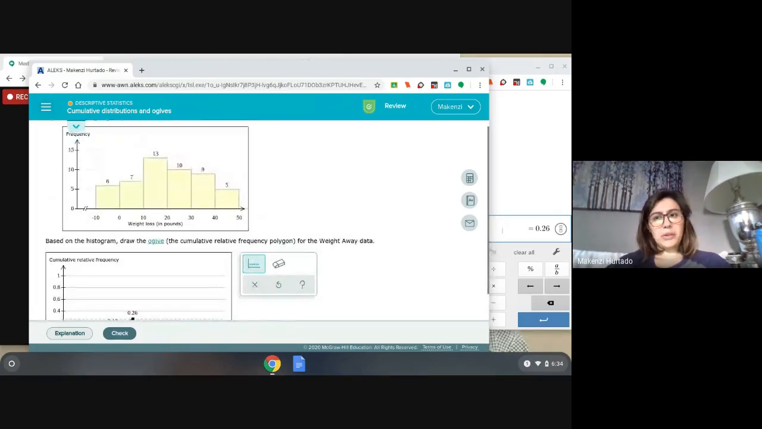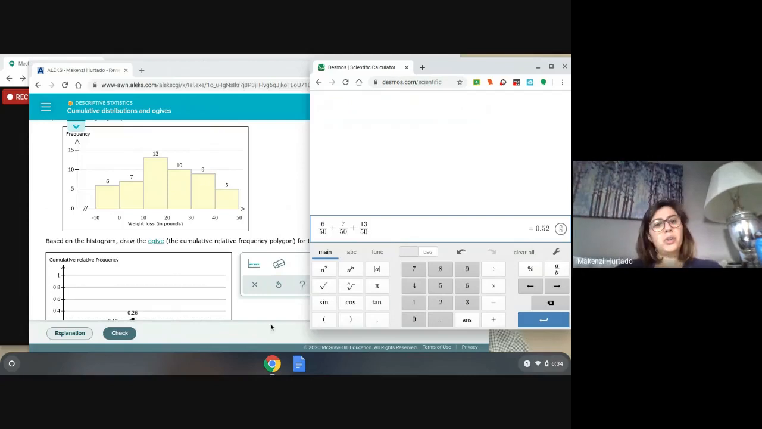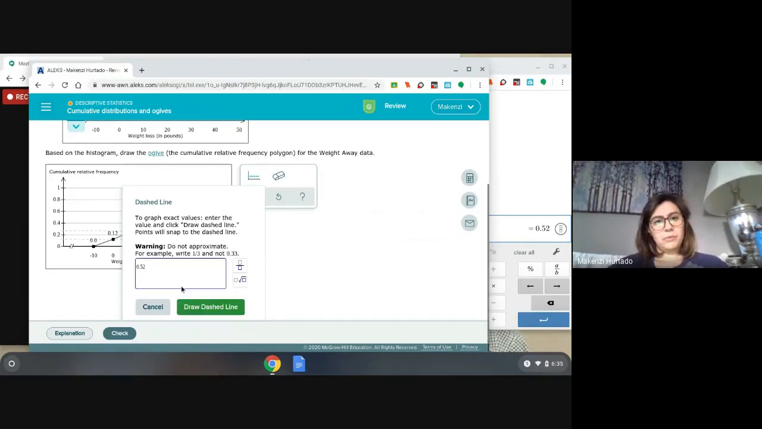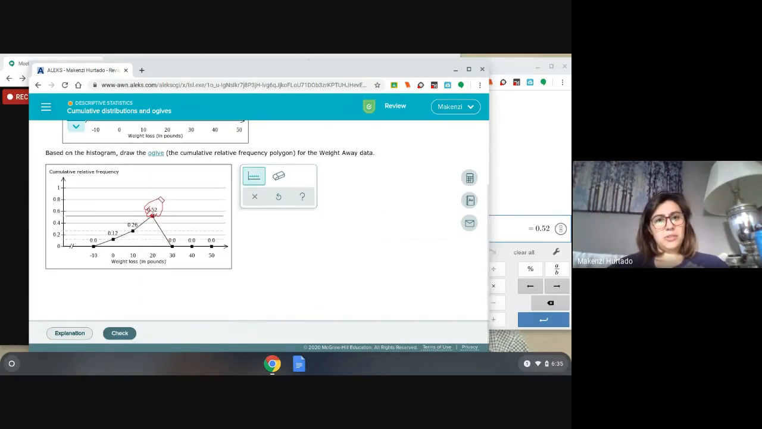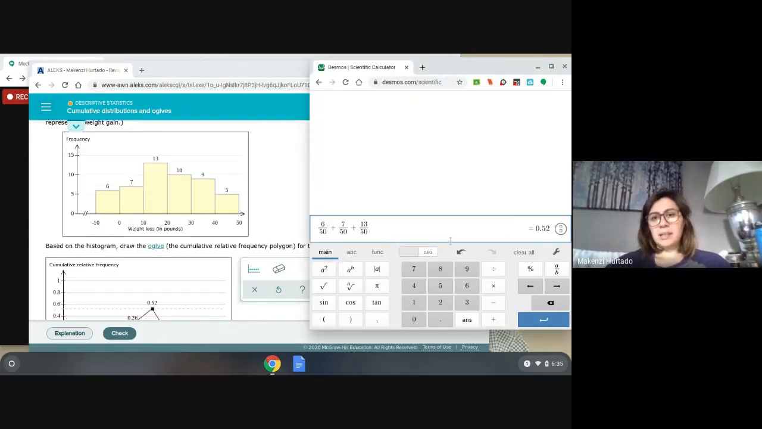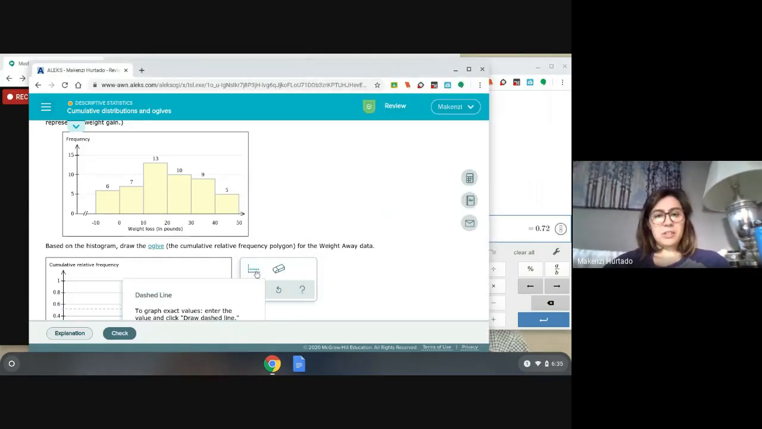Next, 13. Again, I'm not adding a 13. I'm adding a 13 over 50 because there are 50 numbers total. Now I'm at 0.52. Draw the dashed line. Drag it up to 0.52. Again, make sure, I almost hit just the 0.5. So you have to make sure you're very careful that you actually hit the number that you're trying to. Next, we have 10. So adding on 10 over 50. Now I'm at 0.72.